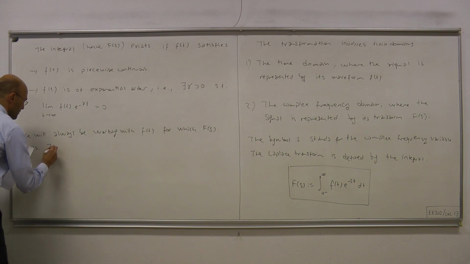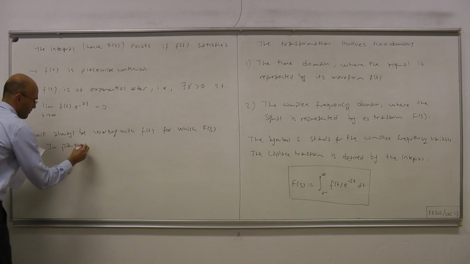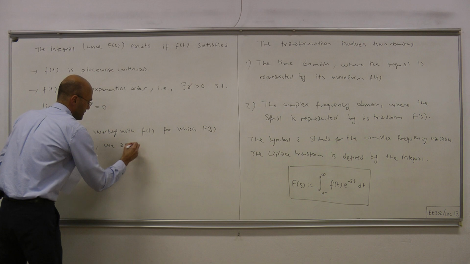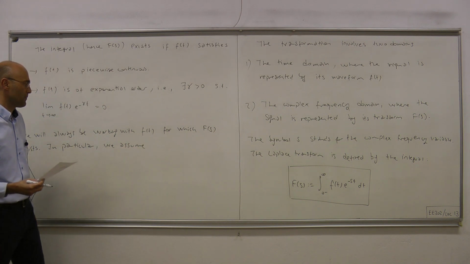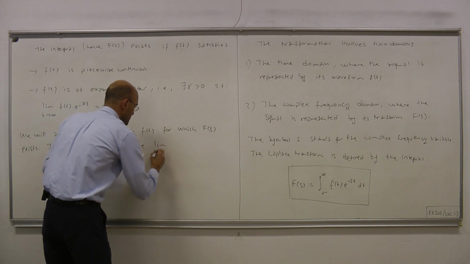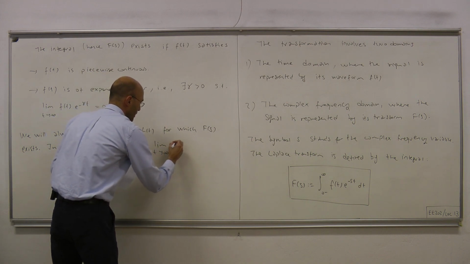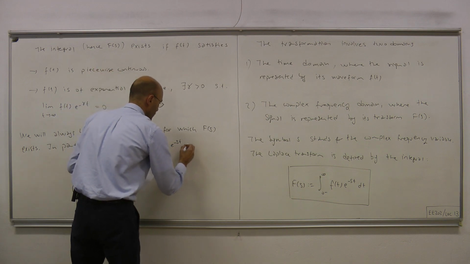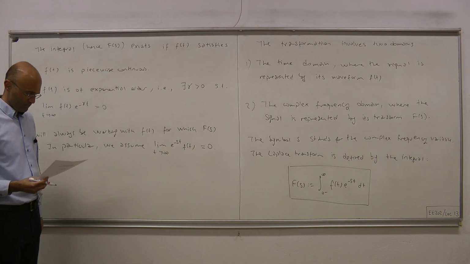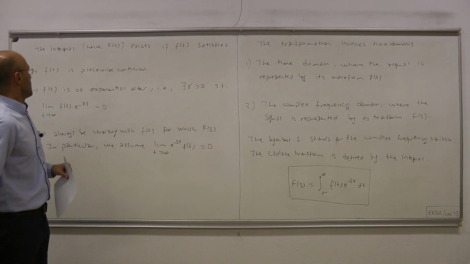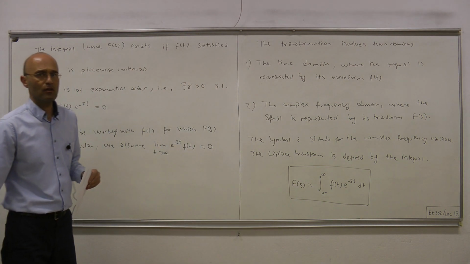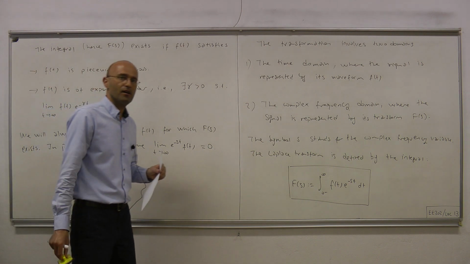In particular, we will always let, for f of t's that we'll be dealing with, this limit be satisfied: as t goes to infinity, e to the minus st, f of t equals 0.